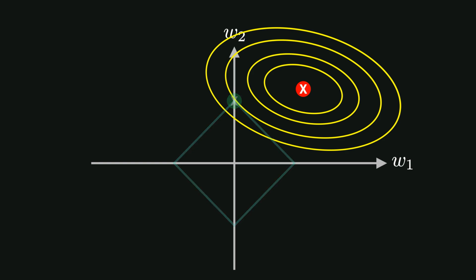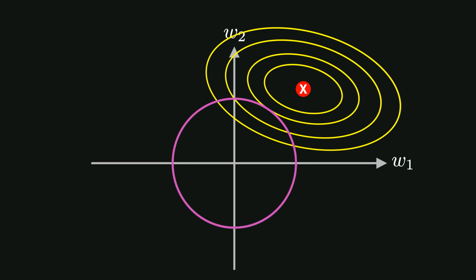In the L2 case, the constrained region is a circle. The optimal point is still where the contour touches the circle. But circles do not have sharp corners, so the chance of a weight being exactly 0 is extremely low. Instead, L2 tends to make all the weights smaller, but generally none of them exactly 0. This geometric view shows clearly why L1 encourages sparsity while L2 just shrinks weights.